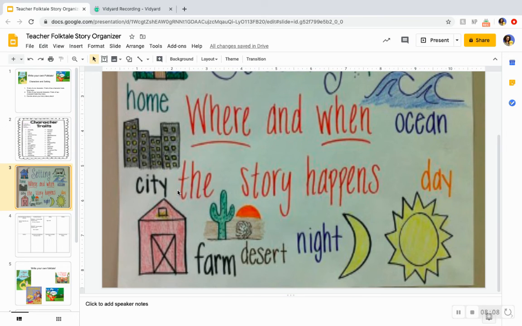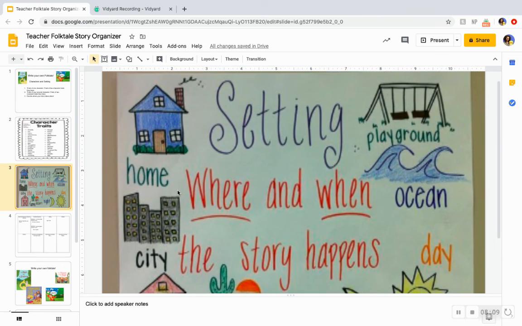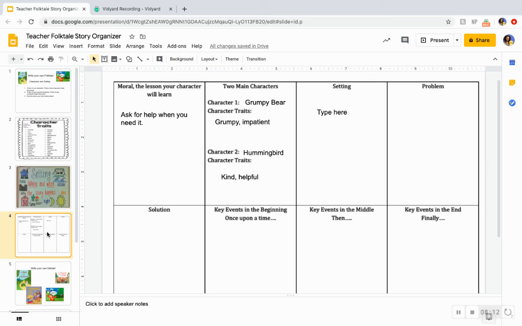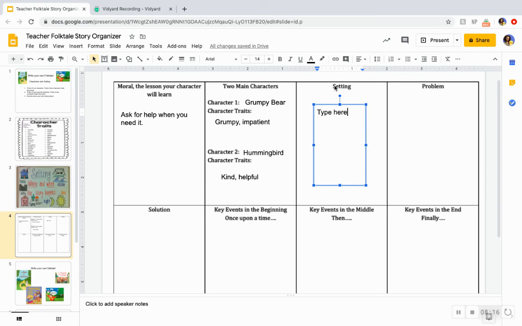Now I've thought of my setting where my story takes place. So now that I have it in my head, I'm going to go back to my organizer. I'm going to go to my settings box, and I'm going to get rid of my type here. My setting is going to be in the forest, because I have a bear and a hummingbird. So I would like their story to take place in the forest, kind of like the tortoise and the hare.